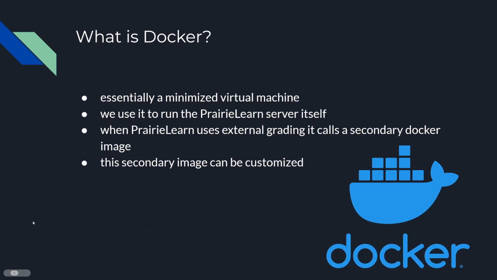So kind of what is Docker? Essentially, it's a minimized virtual machine, so it strips all the normal packages you might have on a Linux machine, just down to the bare necessities to keep it very small. This is what PrairieLearn is run on itself. And when PrairieLearn uses external grading, it calls a secondary Docker image from itself. So it's kind of like nested Docker containers. And this secondary image can be customized, which is what we're going to talk about.